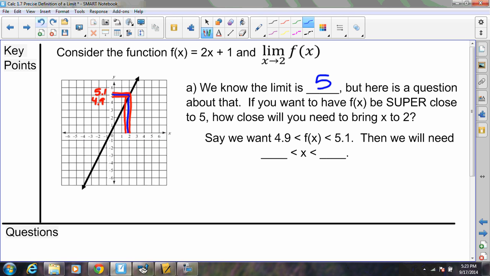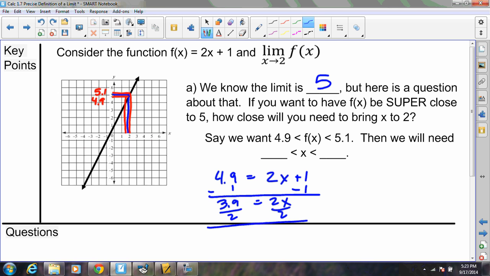Well, here's the big idea behind it. I already have the y value of 4.9. I just said I'm going to pick 4.9. Which x value is going to get paired with that? Well, I can just solve for this particular one and say minus 1, which will give me 3.9 equals 2x. Simply dividing by 2 then gives me 1.95 for my x value. That's what I will have to be on the left.